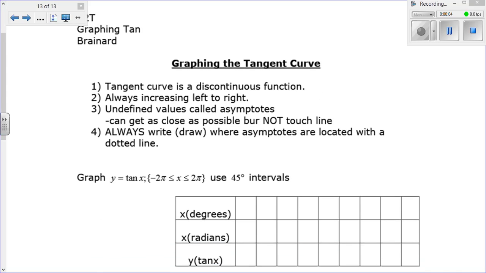Hi, and welcome to day 5 of Trig Graphs. Today it's actually going to be very simple. We're graphing the tangent curve.